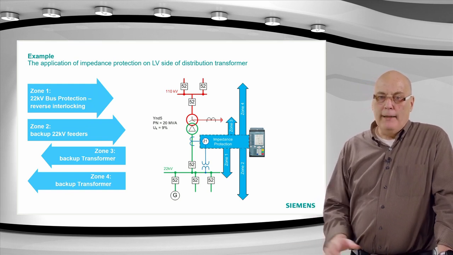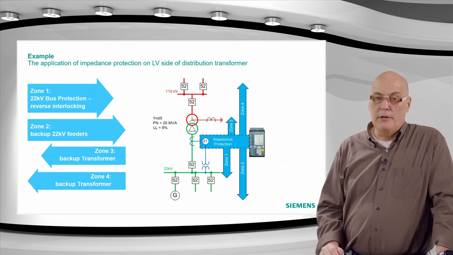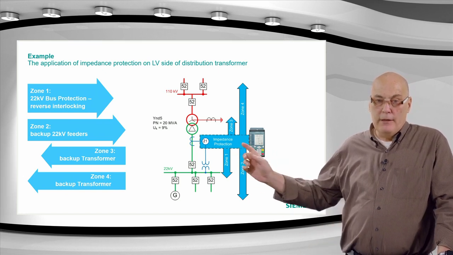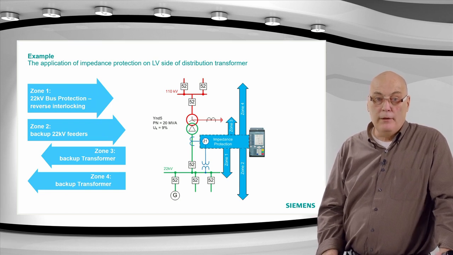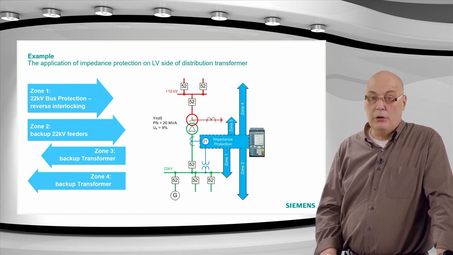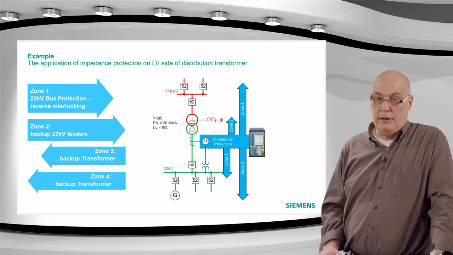We are applying here a relay, all right. I'm calling it a relay because it's not only a distance protection, and this relay is applied here on the LV side of the transformer. This is very commonly done in some utilities, and I'll show the advantage and the reason for this and the real strength of having this application.